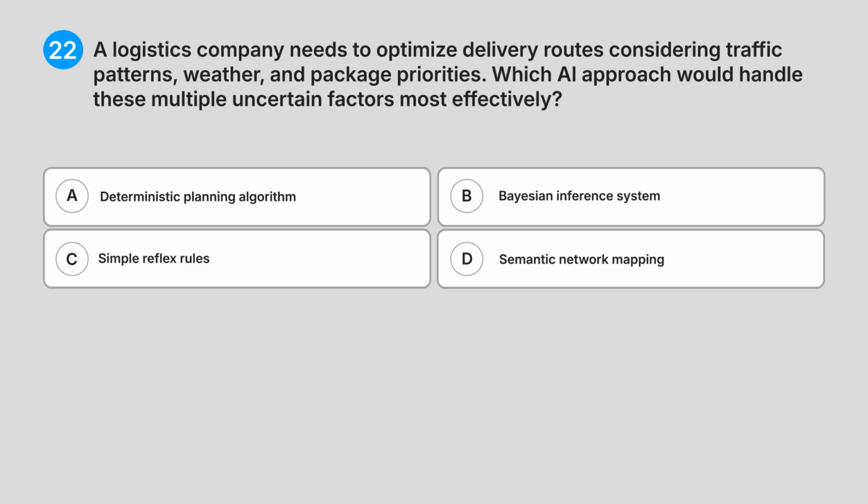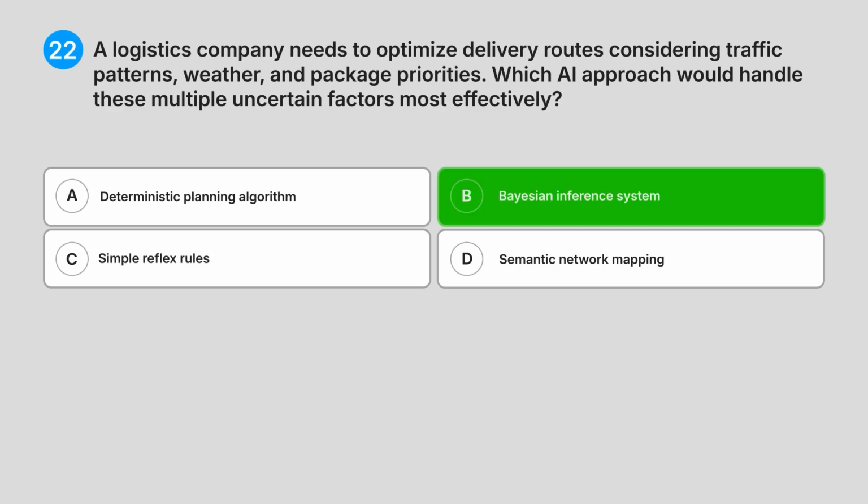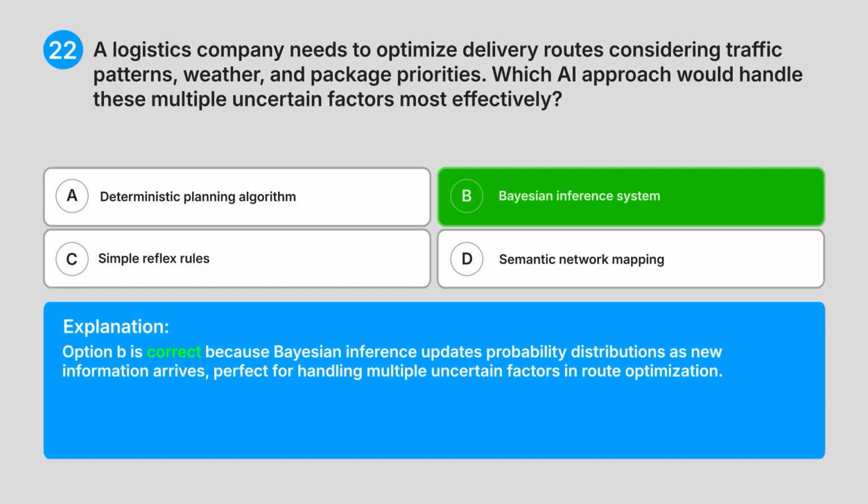Correct answer, B. Bayesian inference system. Explanation. Option B is correct because Bayesian inference updates probability distributions as new information arrives, perfect for handling multiple uncertain factors in route optimization.